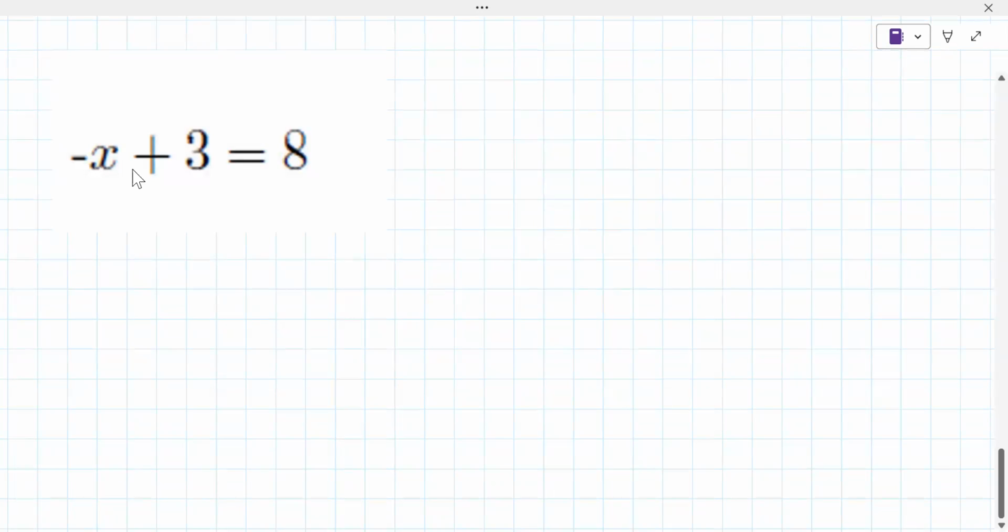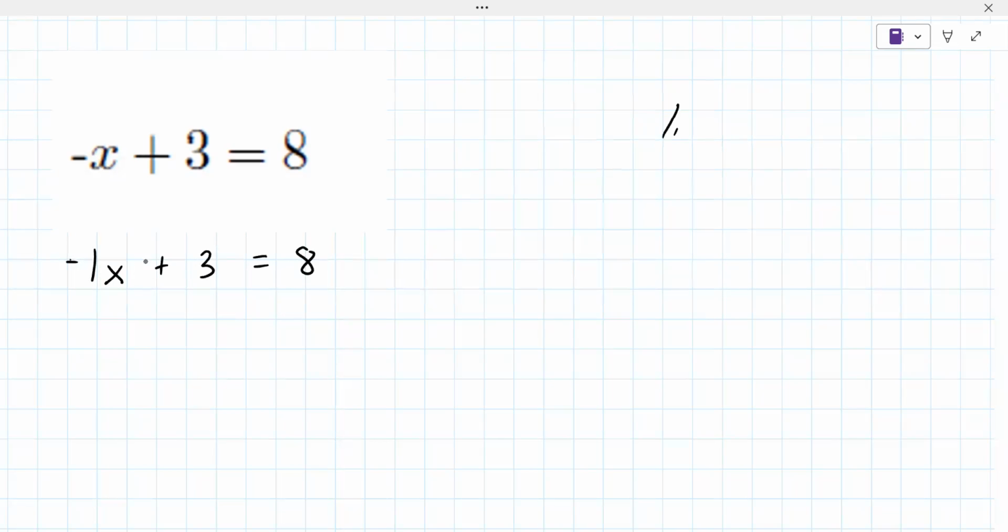Negative x plus 3 equals 8. Okay. Now, that negative in front of the x, sometimes you need to write this as negative 1 times x plus 3 equals 8. Do you see how all I've done is put a 1 in front of the x? Negative and negative 1 are exactly the same.